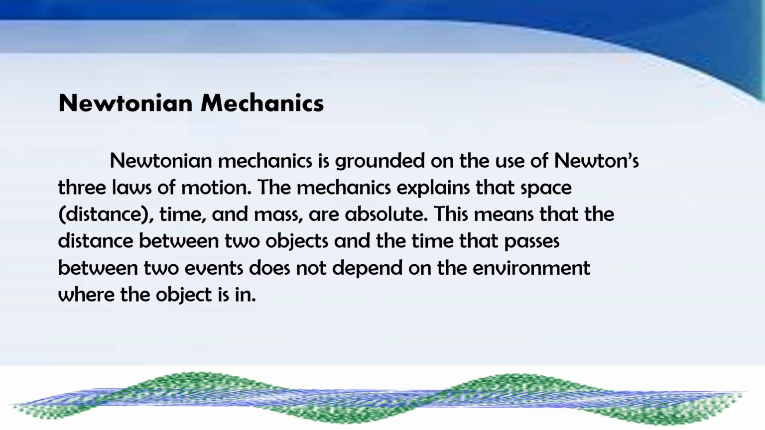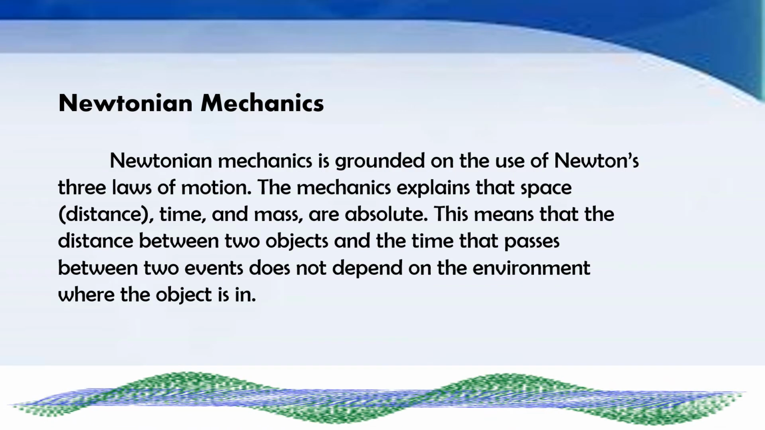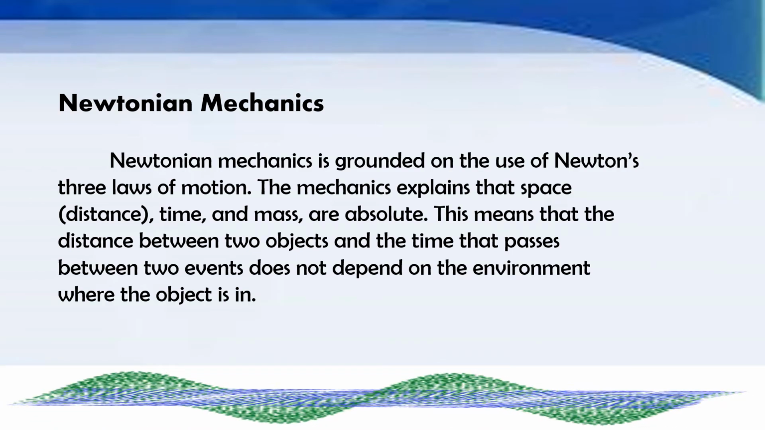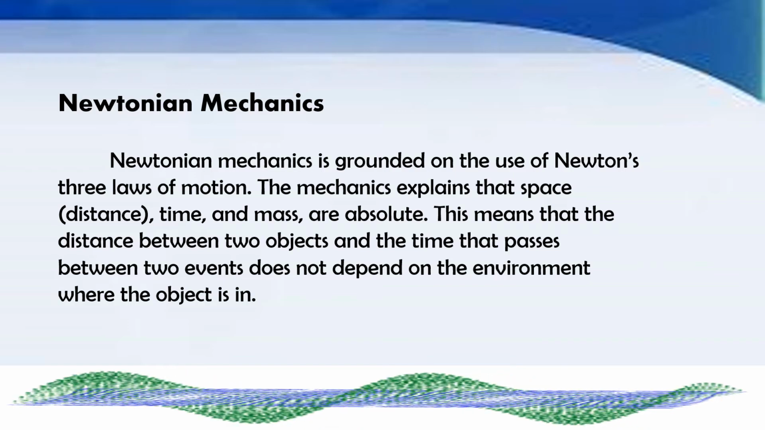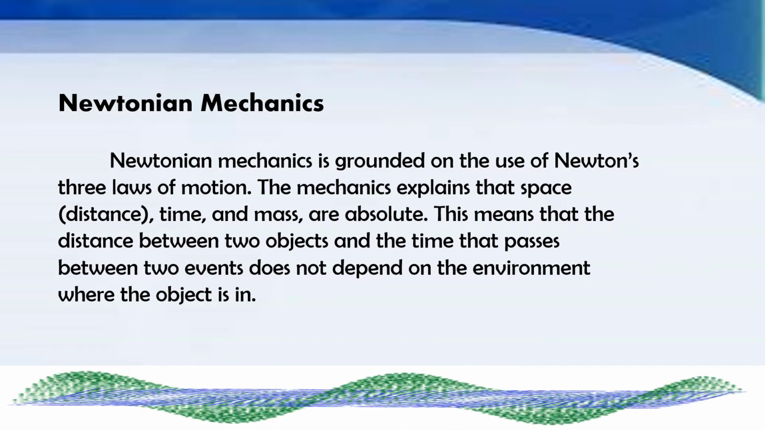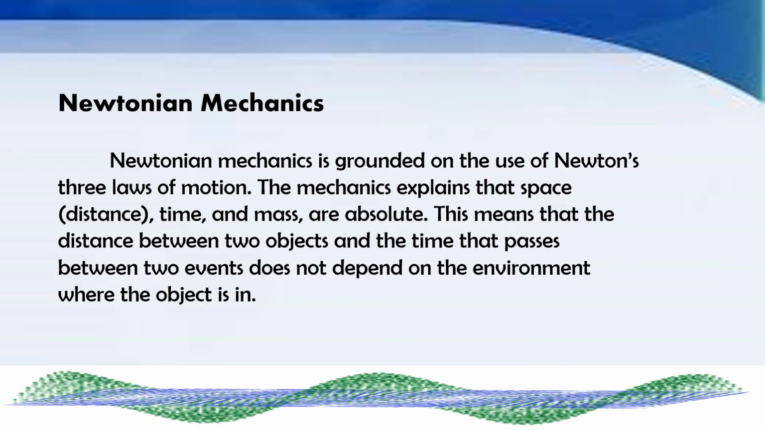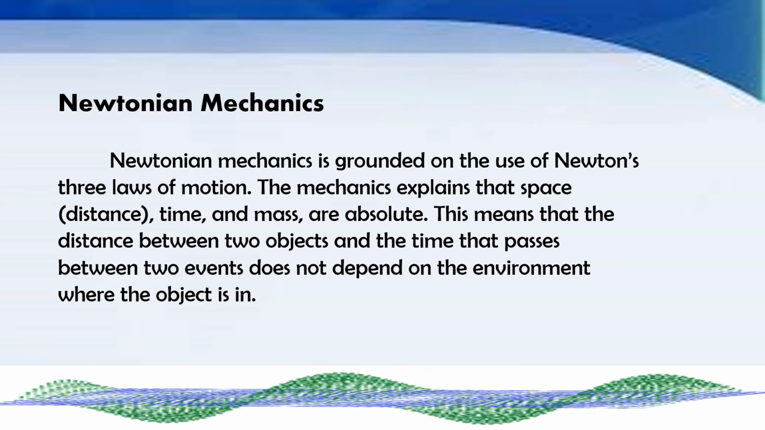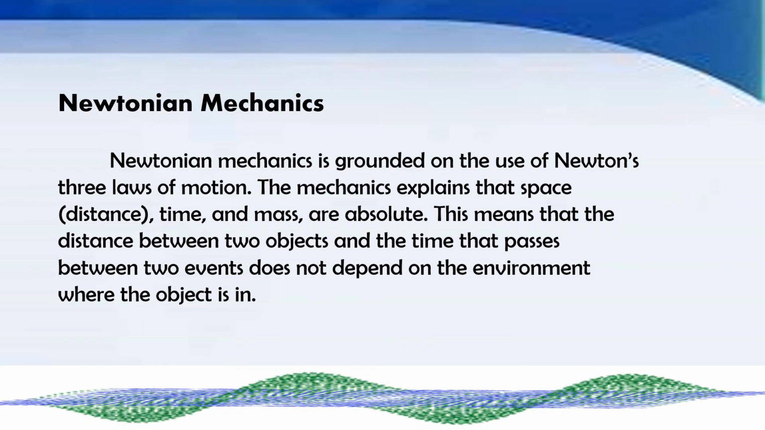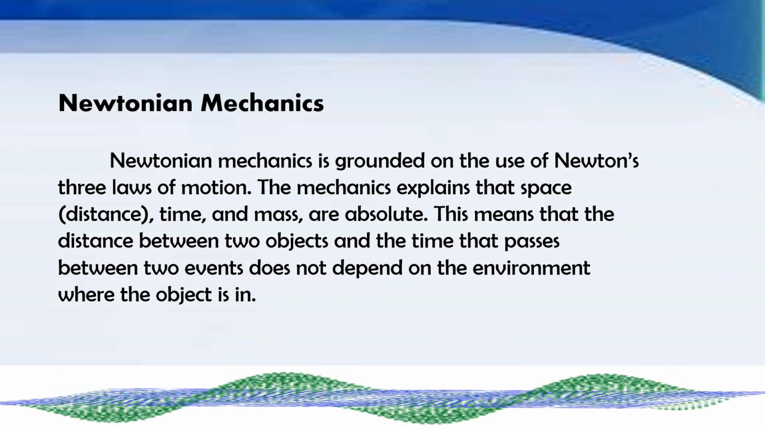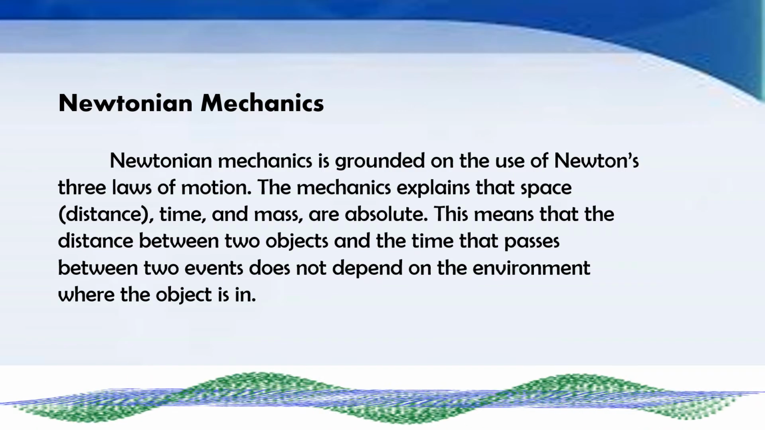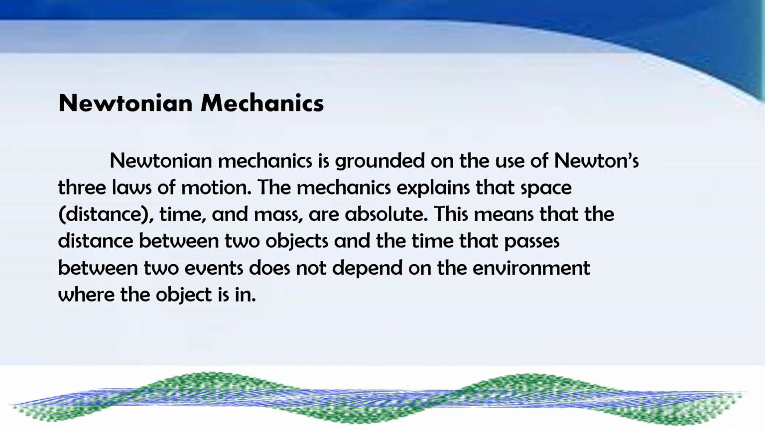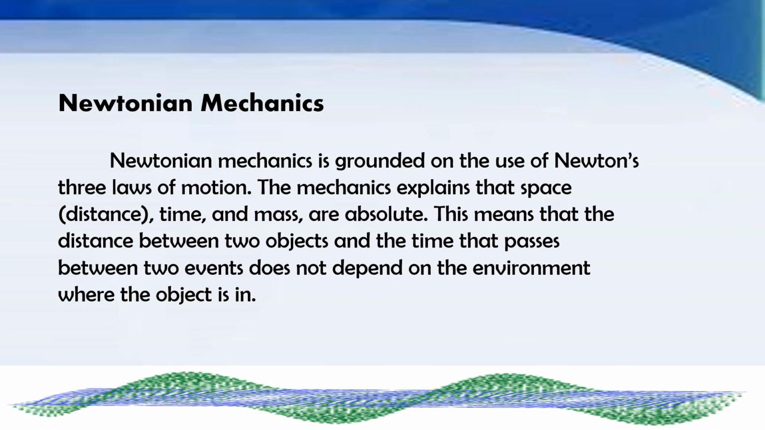So for Newtonian mechanics, it is grounded in the use of Newton's three laws of motion. The mechanics explains that space, this refers to the distance, time, and mass are absolute. This means that the distance between two objects and the time that passes between two events does not depend on the environment where the object is in. Okay?